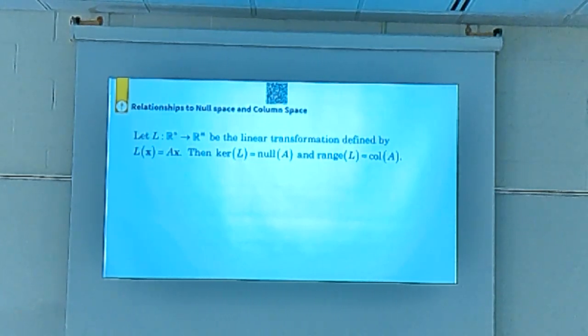Next time, we're going to learn how we can essentially write any linear transformation in this form, A times X. A would then be called the matrix of the transformation. So that makes this even more relatable, right? If A is your matrix of transformation, then kernel is the null space of your matrix, and range is the column space of your matrix.